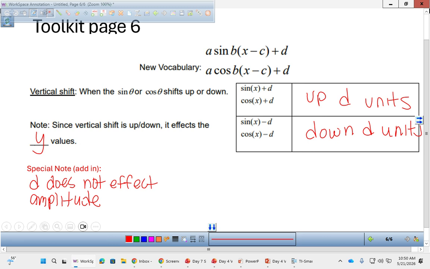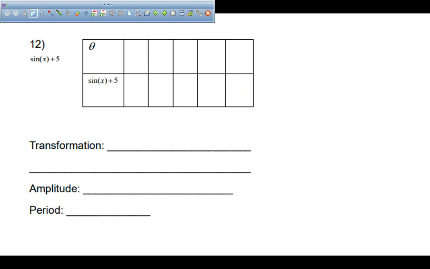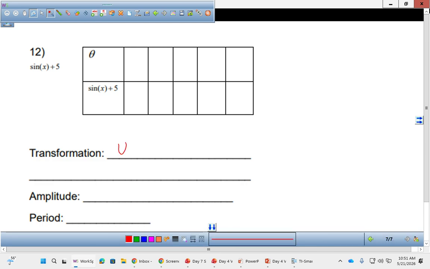So let's look at some examples with vertical up and down shifts. This one is sine of x plus 5. The plus 5 is on the outside of the parentheses. If it was on the inside of the parentheses, it's with x, and that's a horizontal shift. That's a phase change, okay? The fact that it's on the outside puts it in this D spot. And a plus 5 is going to make it move up 5. So this graph is going to move up 5 units. You don't even have to write units. If you just want to write up 5, that's fine, all right?